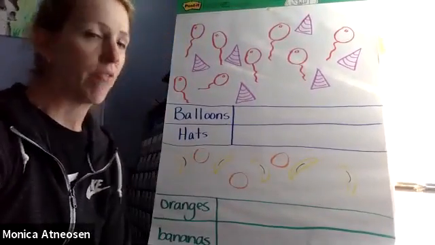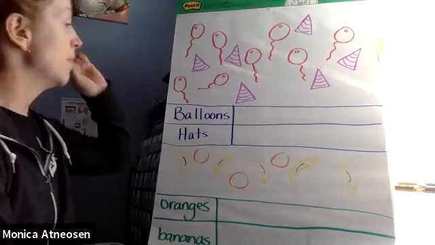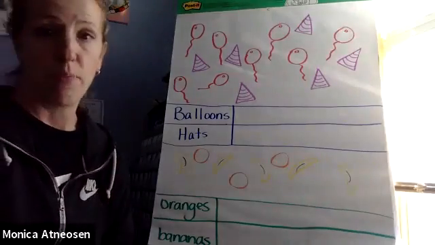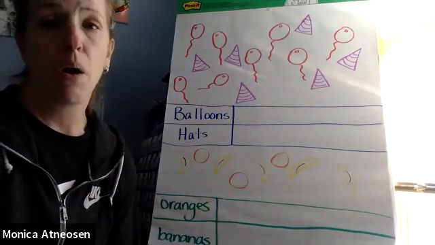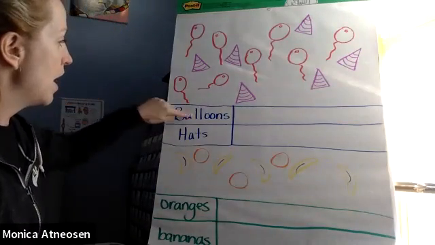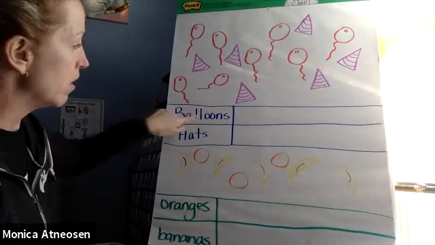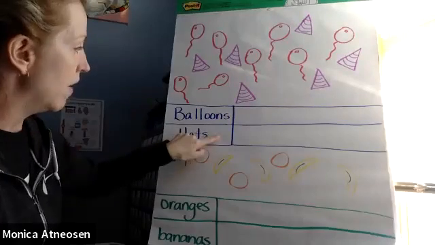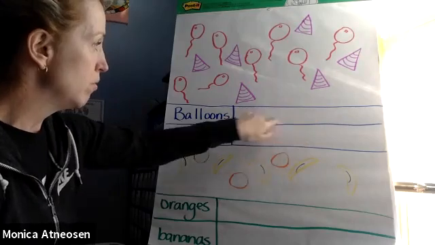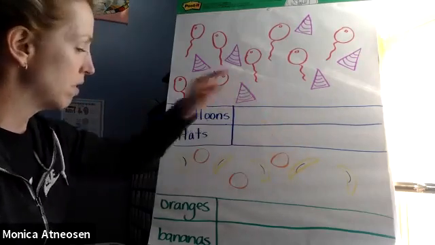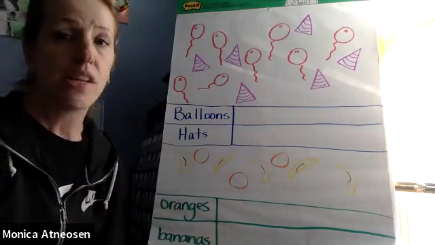We're going to look at a graph and we're going to create this graph today. This one is about a birthday party. And at this birthday party, there are balloons and there are party hats. So I've started my graph down here of the balloons and the hats, and I'm going to put the balloons here and the hats down here, but the very first thing I'm going to have to do is count them.